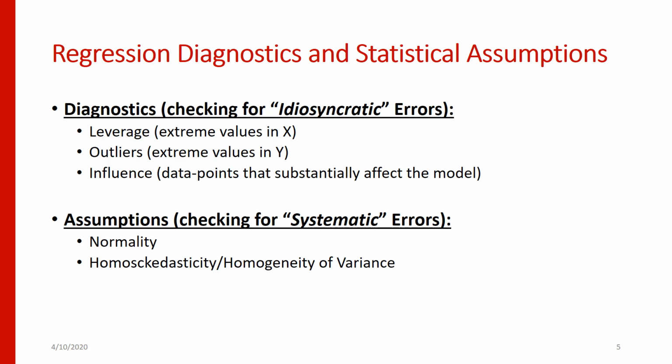And we need to check the assumptions of normality. That is to say, do the residuals follow a relatively normal distribution? And we need to check the assumption of homoscedasticity, which is to say, do the residuals have a relatively constant variance across all the different levels of the model?